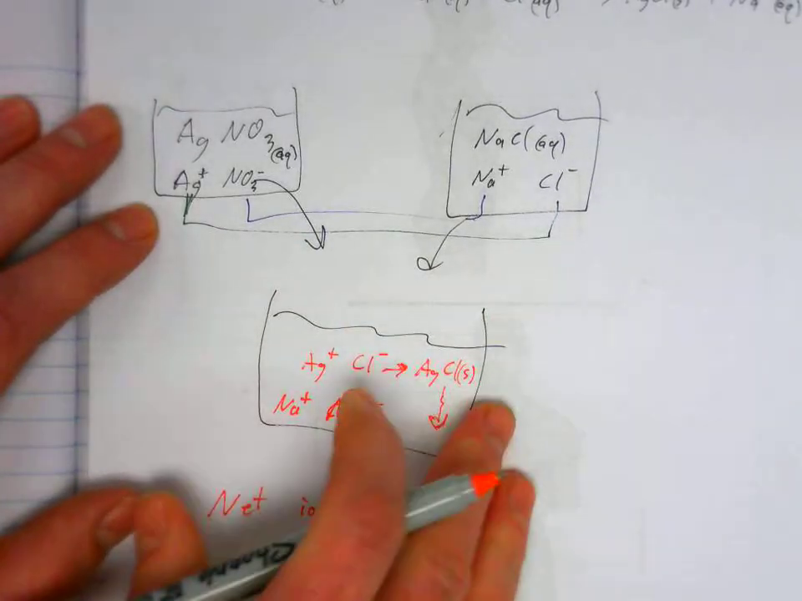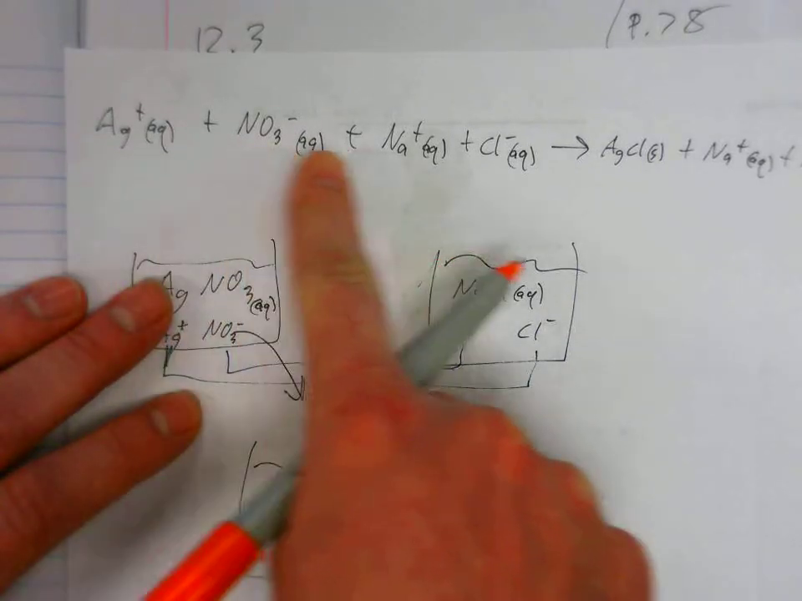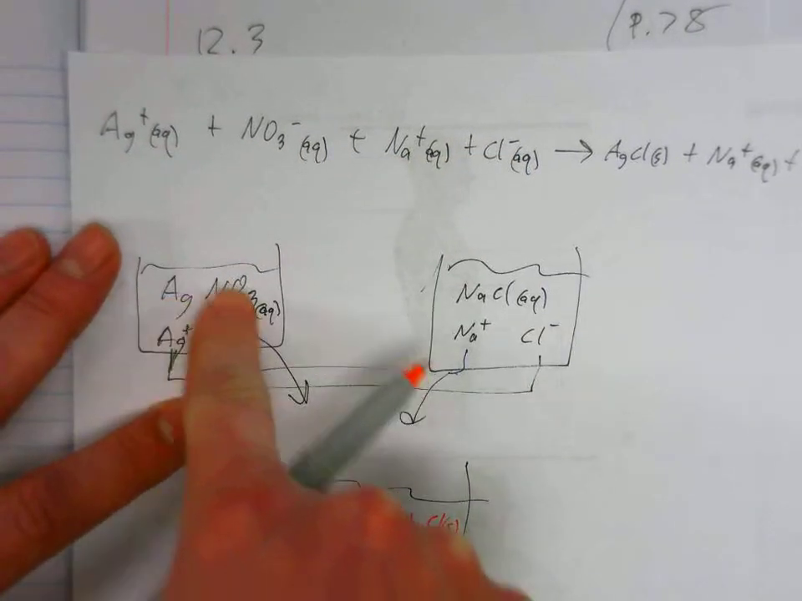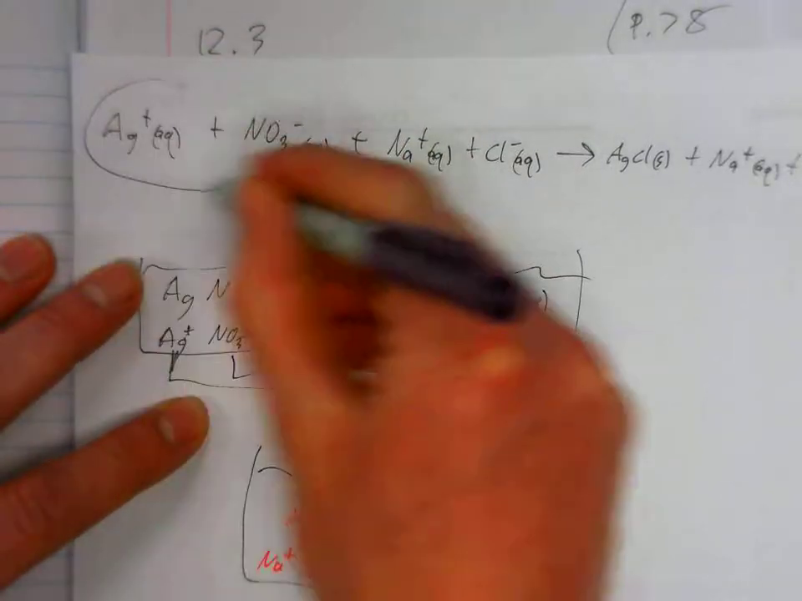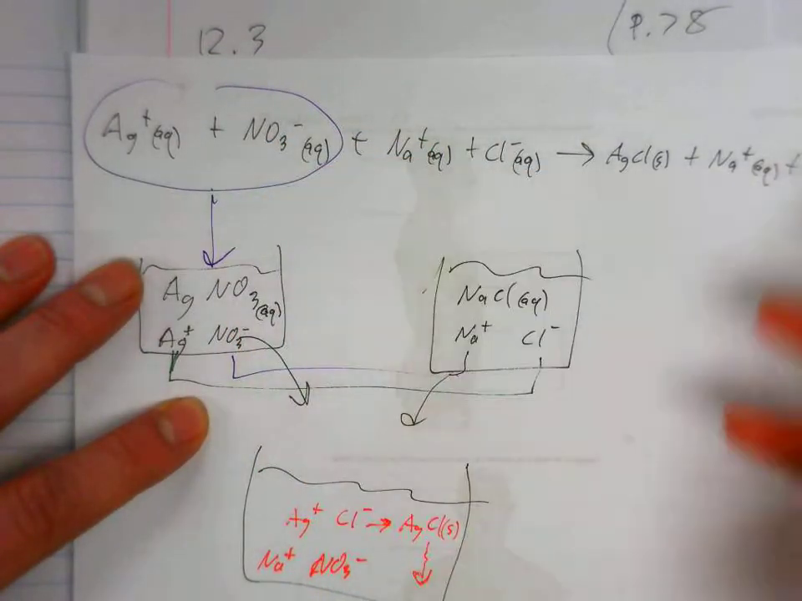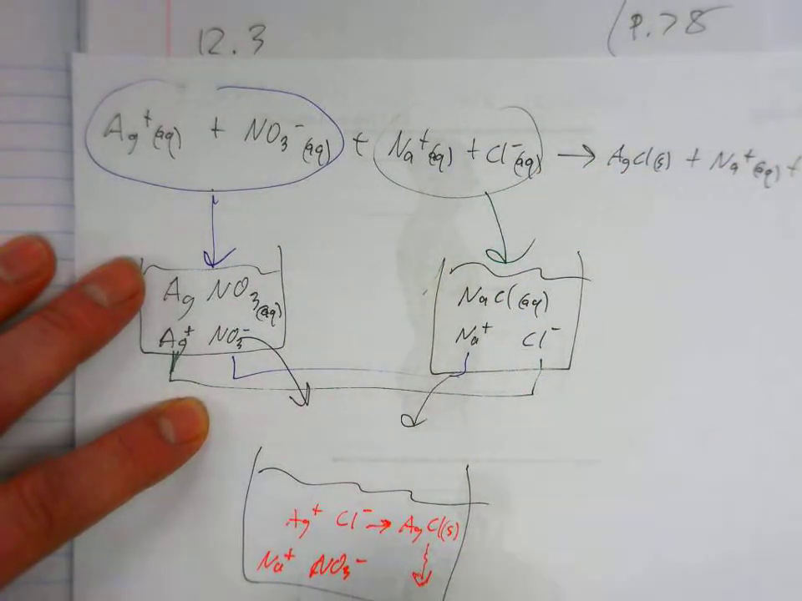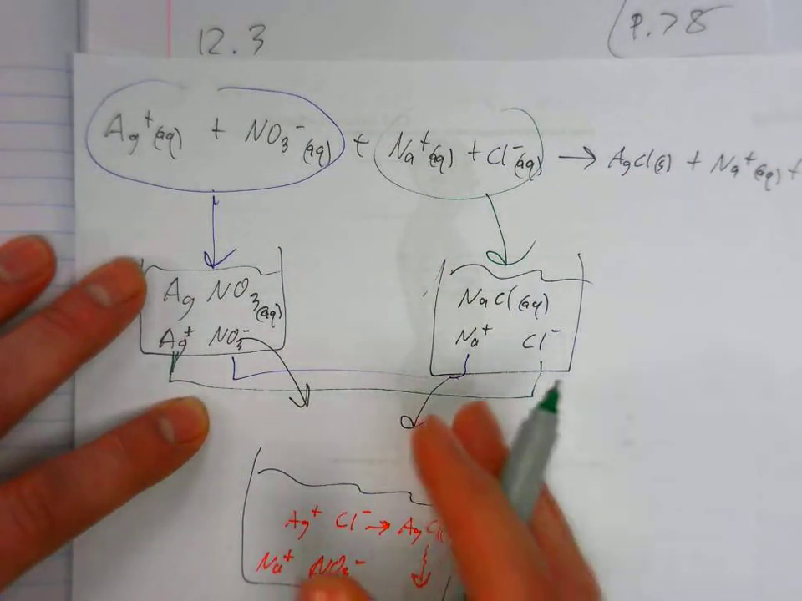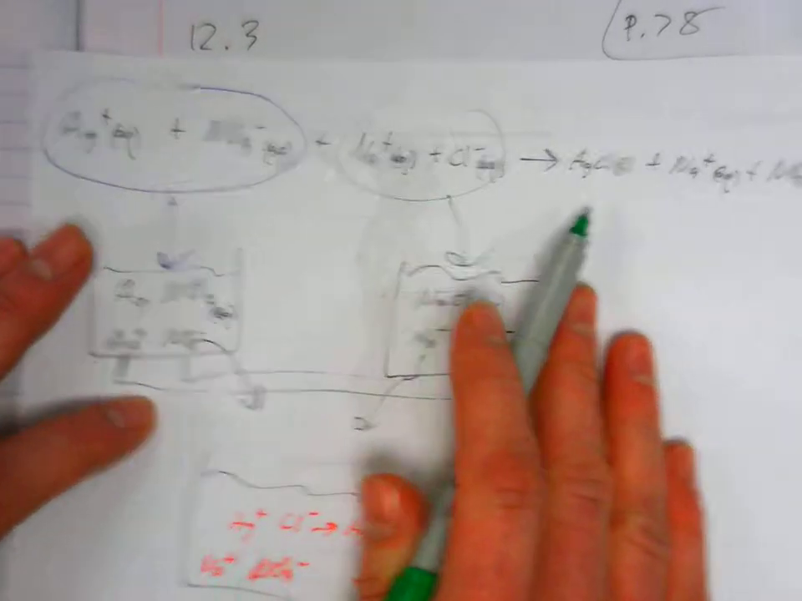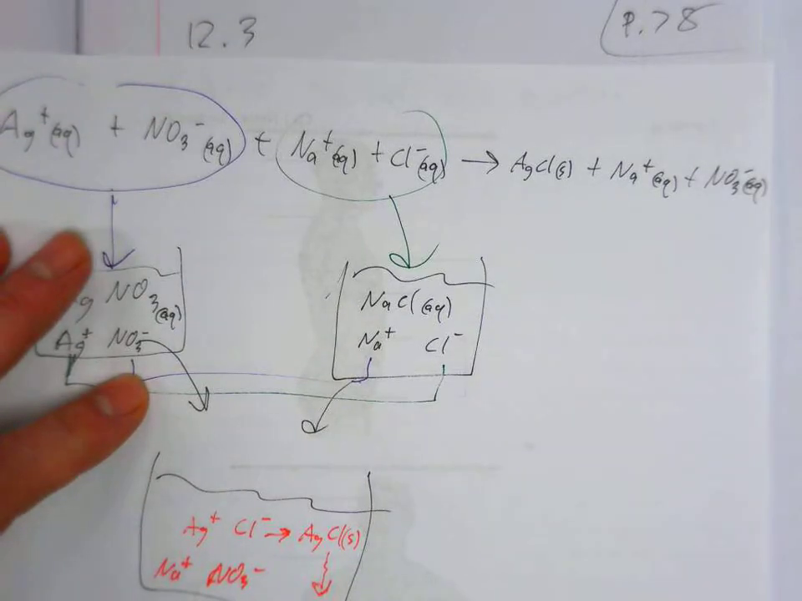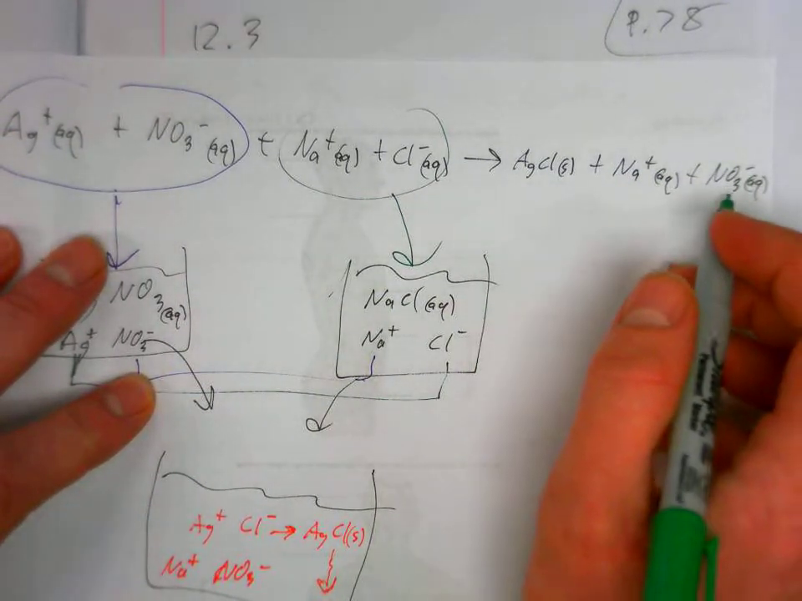So we could rewrite this equation, for instance, like this, where we have all the ions shown. The ions for silver nitrate are shown here, and the ions for sodium chloride are shown there. So we're showing them separated or dissociated, and the product is solid silver chloride and sodium and nitrate ions still floating around.